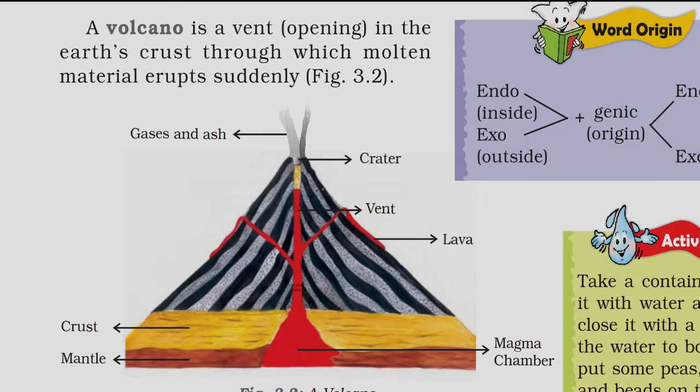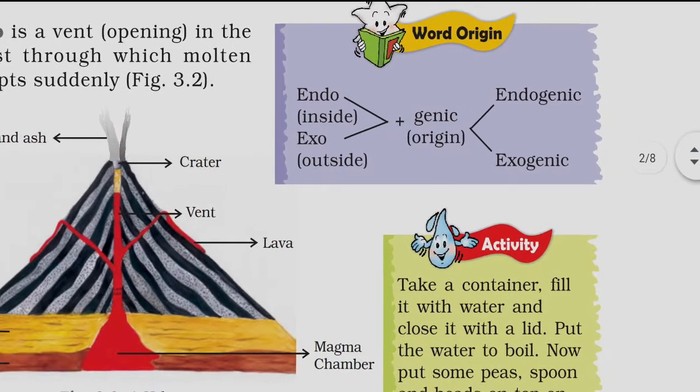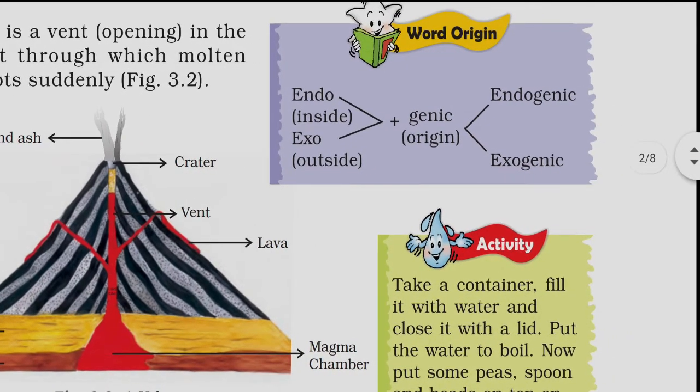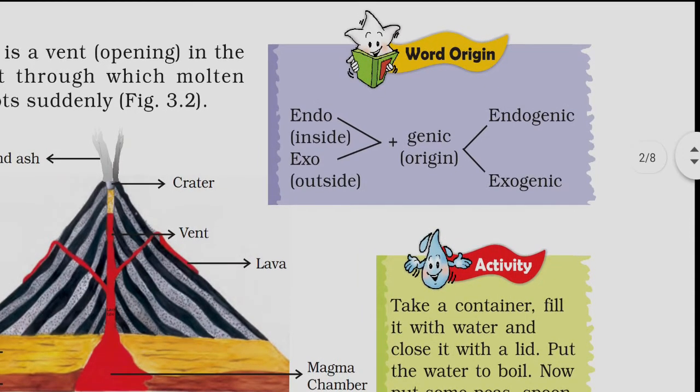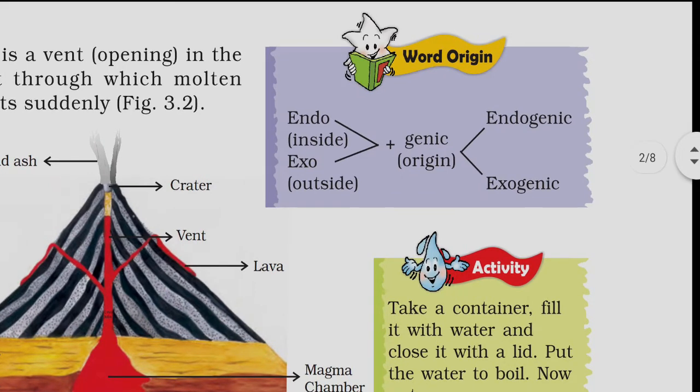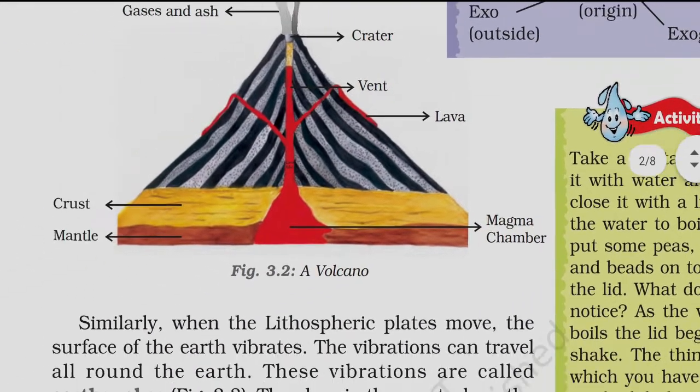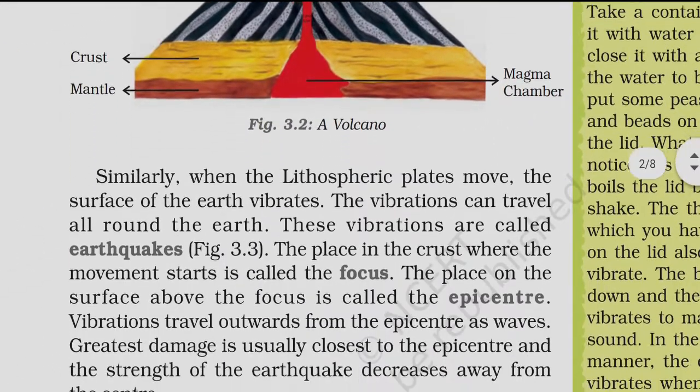Okay, so there is a column on the left side. We can find how the word originates. Let's see what this is. The exogenic forces. How is the word formed? Endo means inside, exo means outside, genic means origin. That means endogenic means inside origin, exogenic means outside origin. Okay, that's all. It's a small piece of information for us.